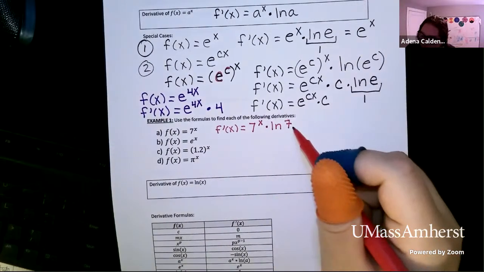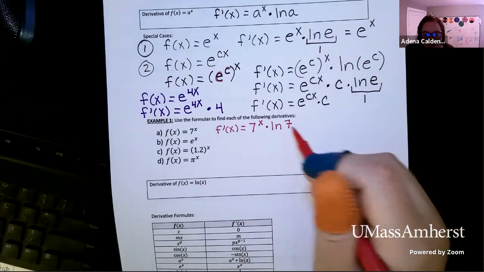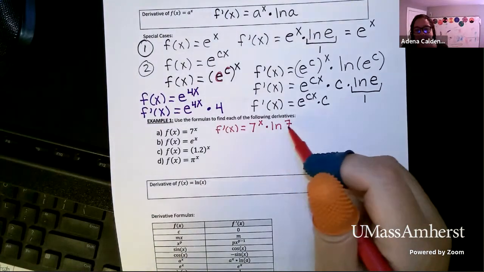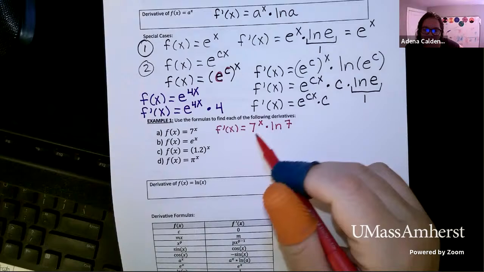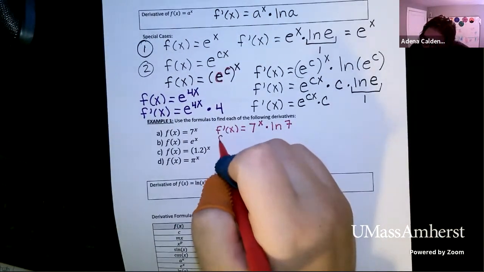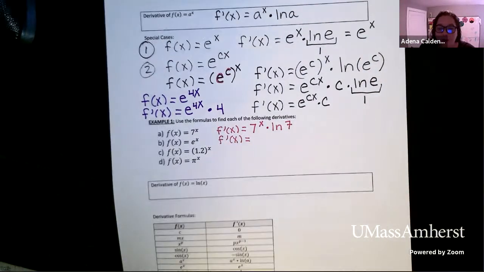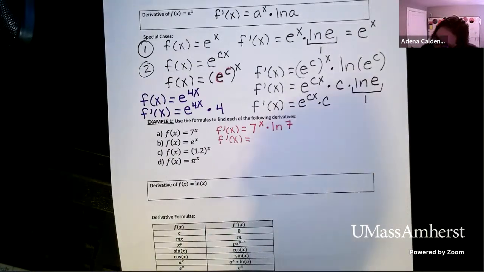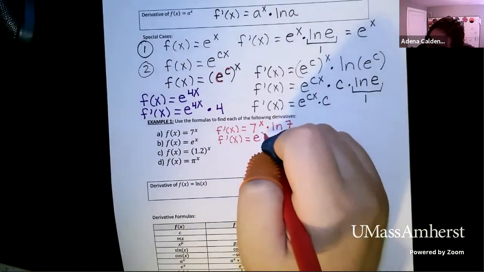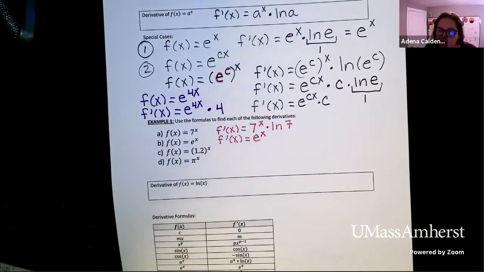It's really easy for students to not be super careful and write natural log of x here, and that's not the same thing. It's the natural log of the base, so it has to be whatever this number here is. Let's look at the second one. The second one is e to the x. That's one of our special cases, and we said the derivative of e to the x is e to the x. Typically we do not write the times ln e because ln of e is just 1.